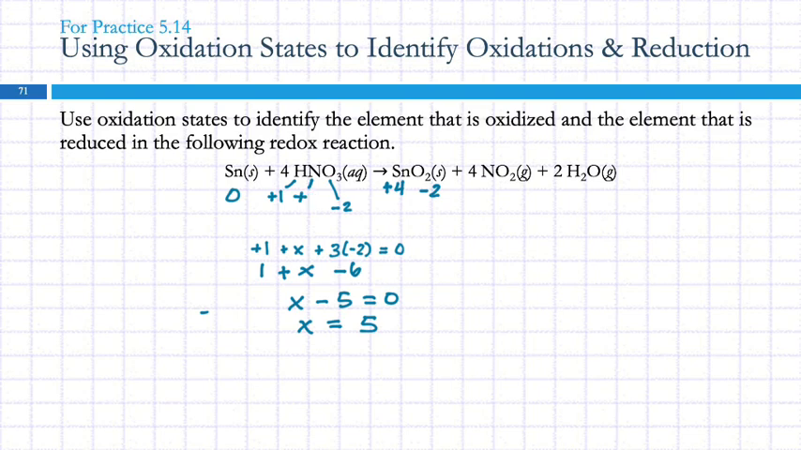Any questions? And then you can always check it. So I've got +1 and +5, that's a total of +6. And here I've got 3, -2, so that's -6, it adds up to 0.